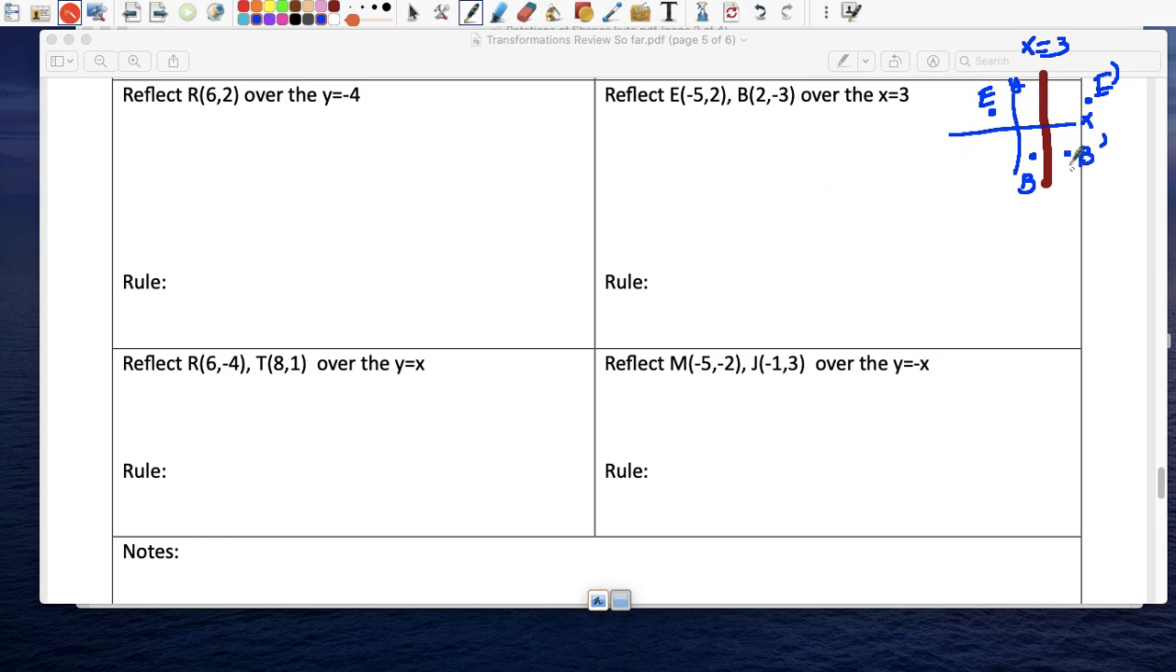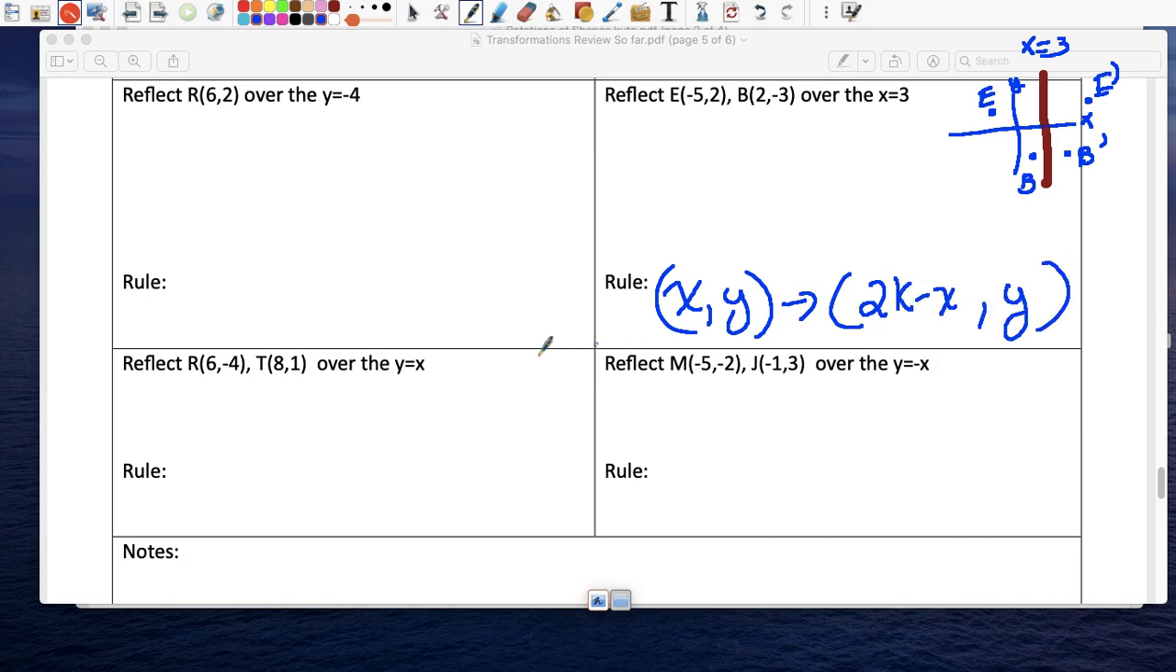Are they shifting up and down? No. As far as the y values, that's going to stay the same. But their x value is going to switch. So the rule for this one is (x, y). The x is going to change, apologies. So we're going to go 2k minus x, but the y values stay the same. So that's the formula you want to use.